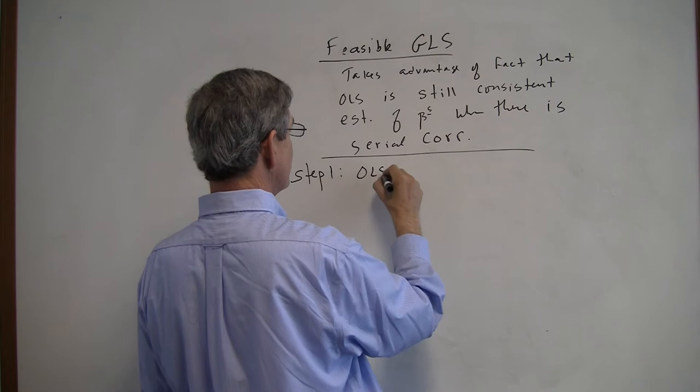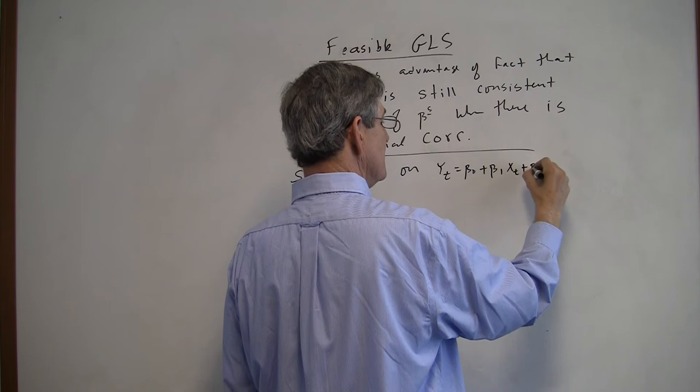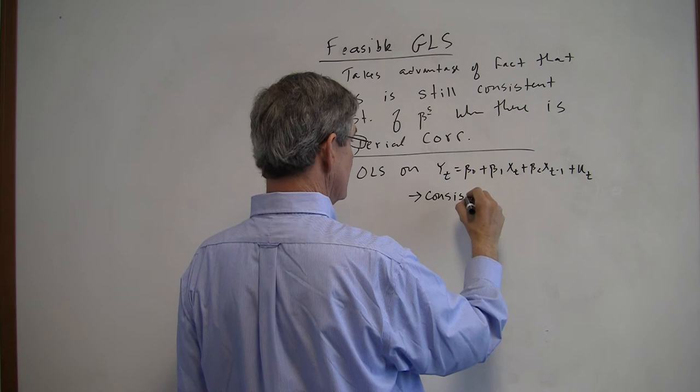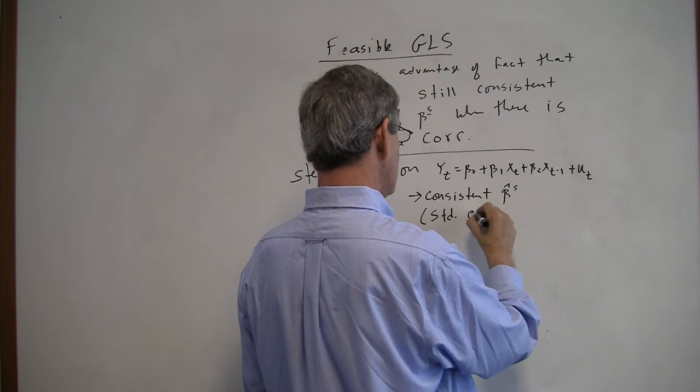All right, step one of this procedure, and we'll point out where this comes in, is to do OLS on the original model, yt equals beta naught plus beta 1 xt plus beta 2 xt minus 1 plus ut. And that'll give us consistent beta hats. Beta naught hat, beta 1 hat, and beta 2 hat. The standard errors are wrong, but that's not going to hurt us.